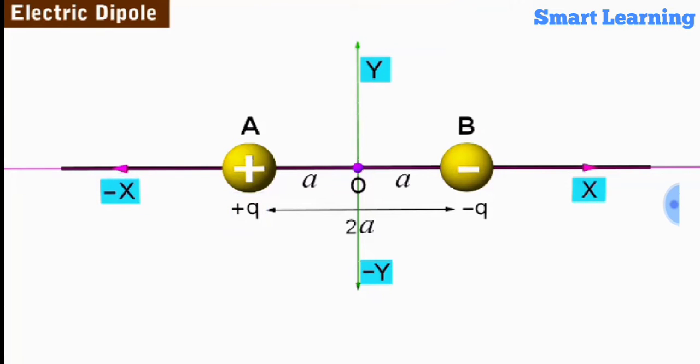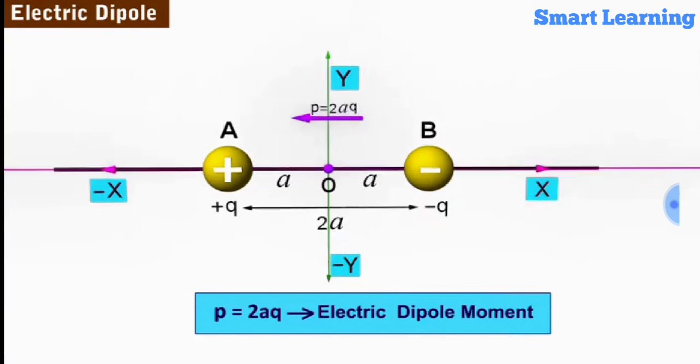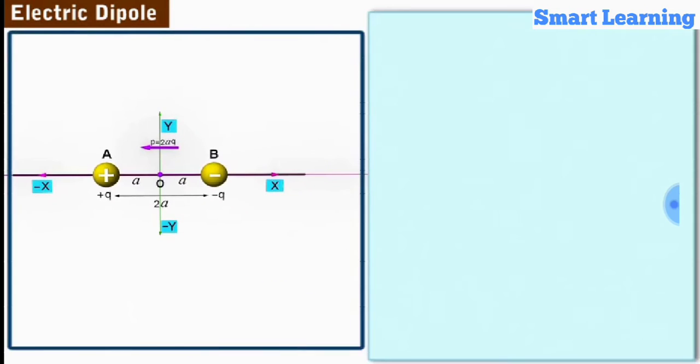The product of the length of the dipole and the magnitude of the charge is called the electric dipole moment P. Here, P is equal to 2aq, which is a vector quantity directed from -q to +q. Let us now obtain the electric field strength E at point T on the axis of the electric dipole, which is at a distance x from the midpoint O of the dipole.